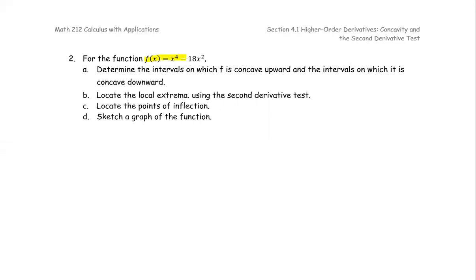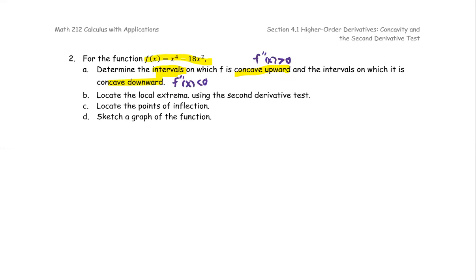In this problem, f of x is a polynomial function, x to the fourth minus 18x squared. Part A, we're going to find the intervals where the function is concave upward and concave downward. How do we determine that? We're going to use the second derivative. Concave upward is positive, right? Upward, happy, positive. Downward, not happy, negative.